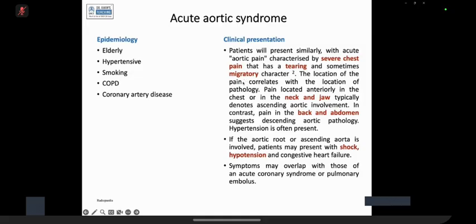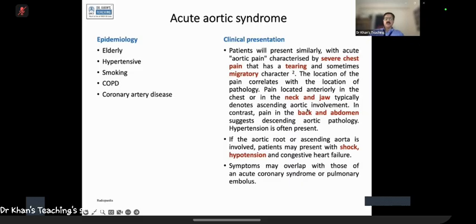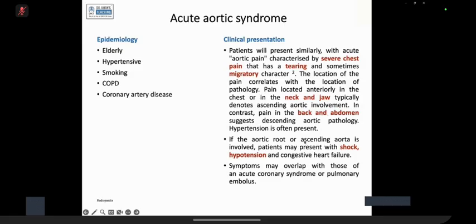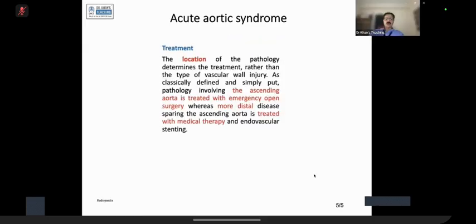And the location correlates with the pathology. Anteriorly in the chest, the patient can have neck or jaw pain. And if the descending aorta is involved, then back and abdomen. Of course, the patient can come with shock and congestive heart failure. And please remember, the symptoms may overlap with those of acute coronary syndrome or pulmonary embolism. So always look at that also.